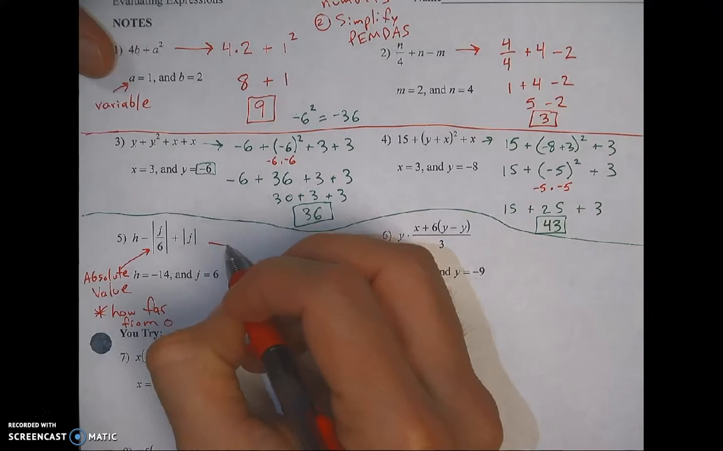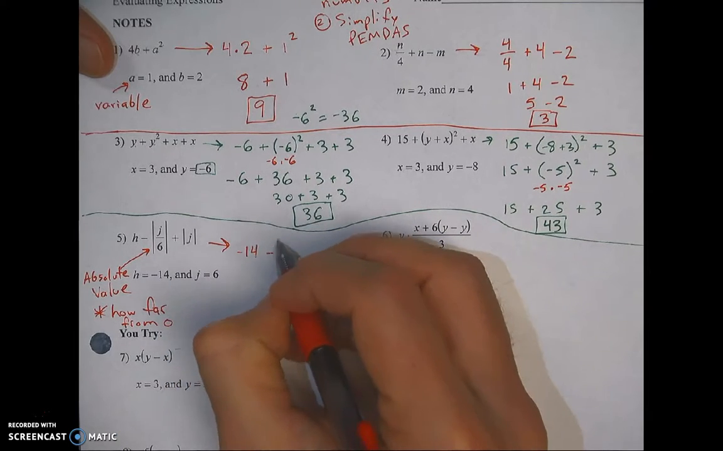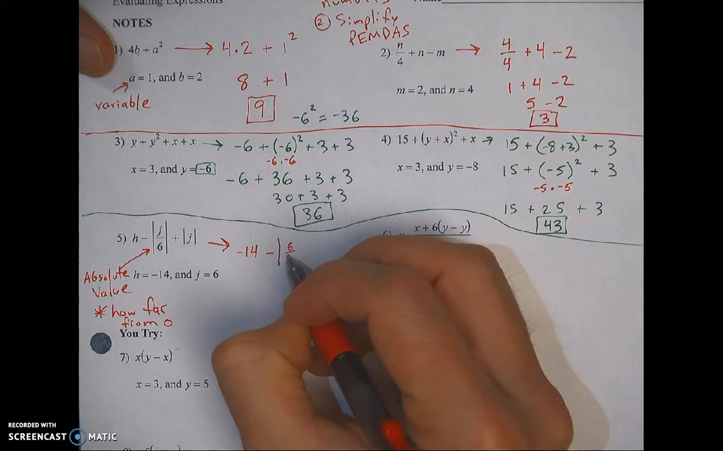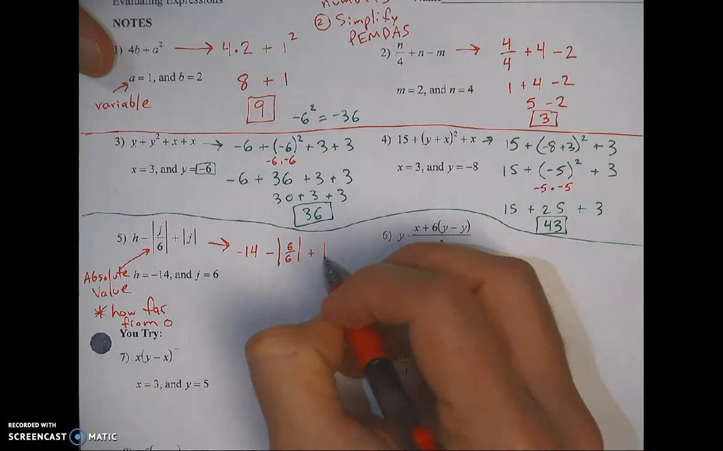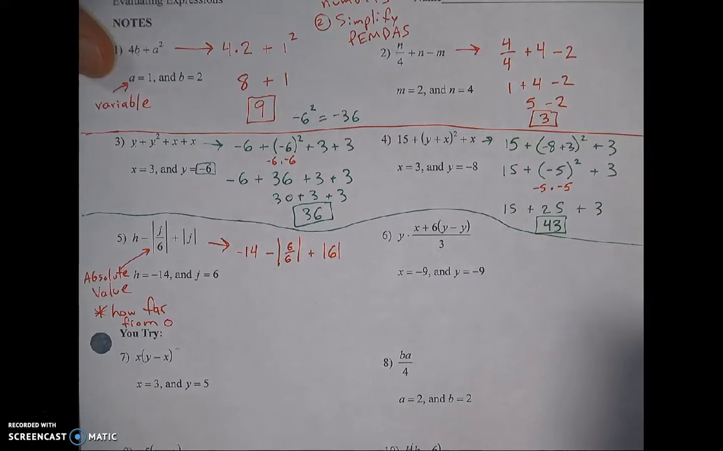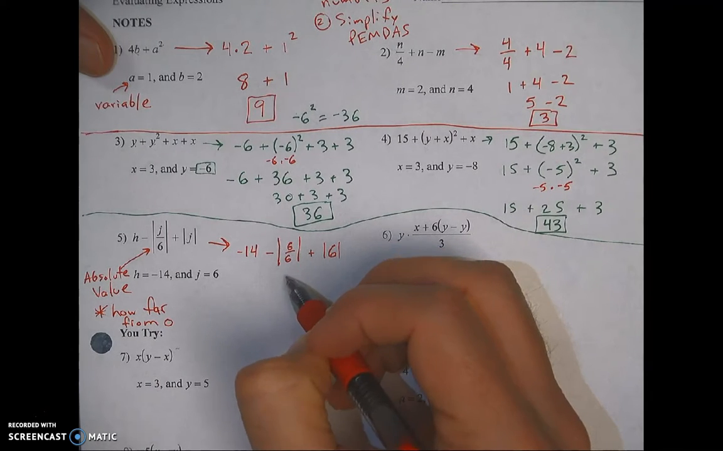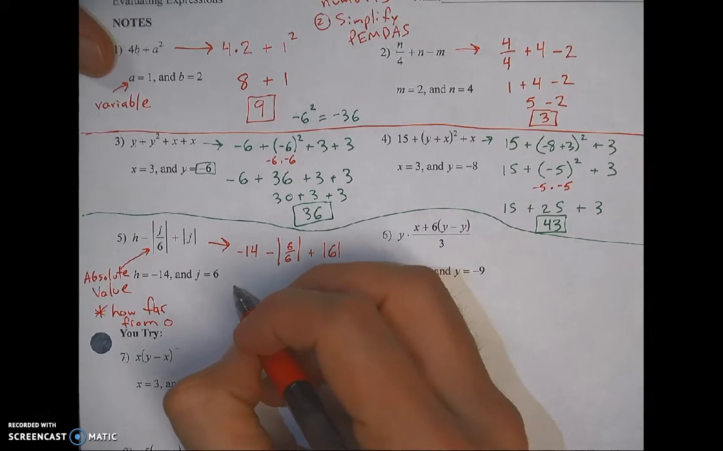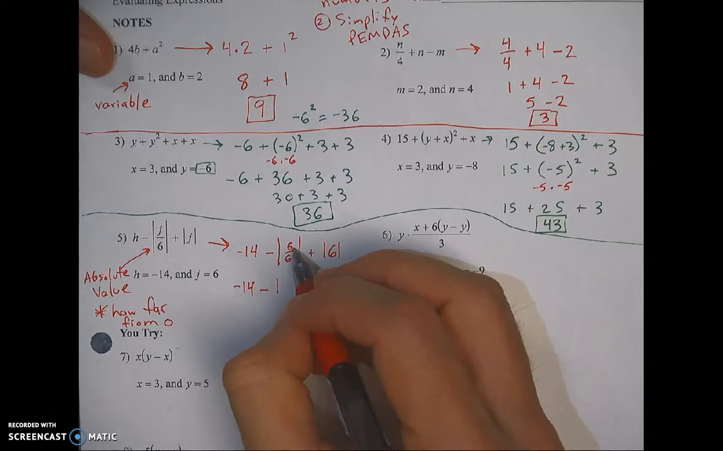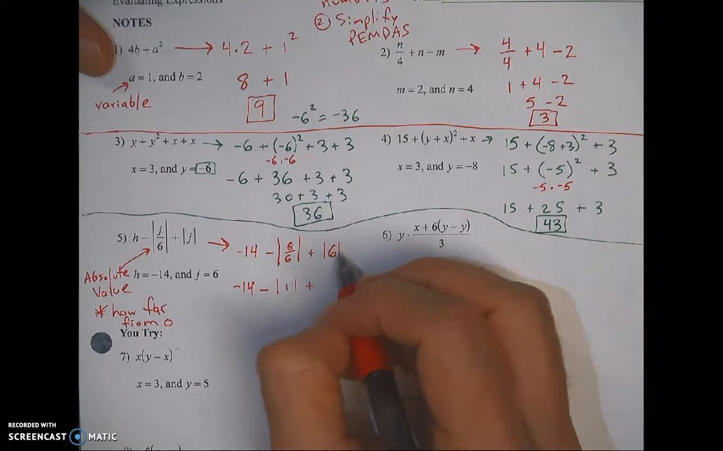So let's rewrite this. H is negative 14 minus the absolute value of 6 divided by 6, plus the absolute value of 6. So if there's something to do inside the absolute value, you must do that first and then find the absolute value. So nothing happens with the negative 14 minus the absolute value, divide, that's 1, plus, and we can do this one, the absolute value of 6.